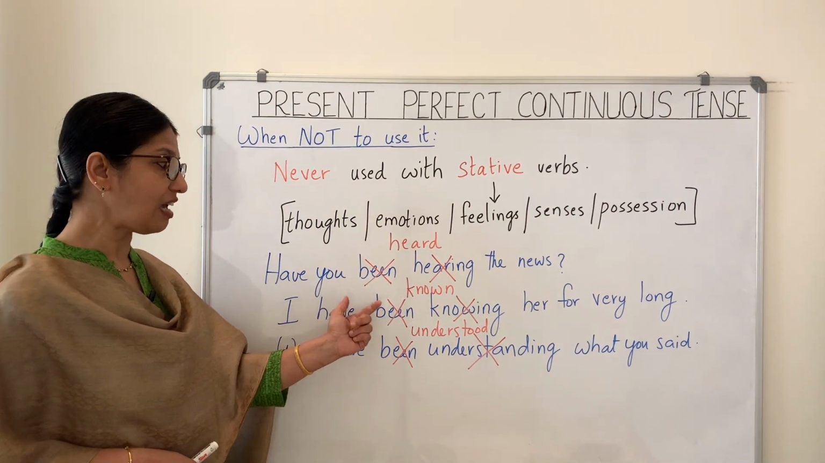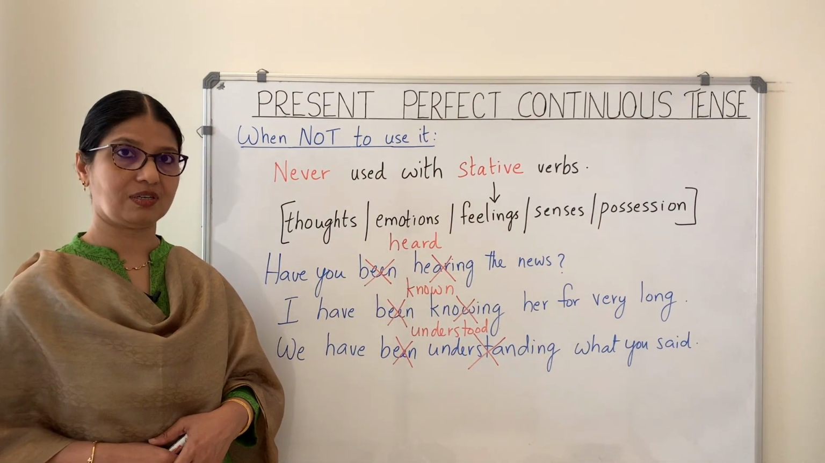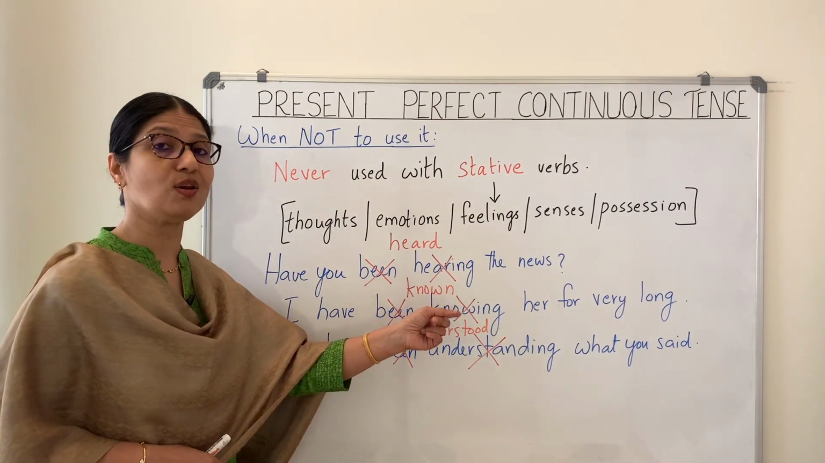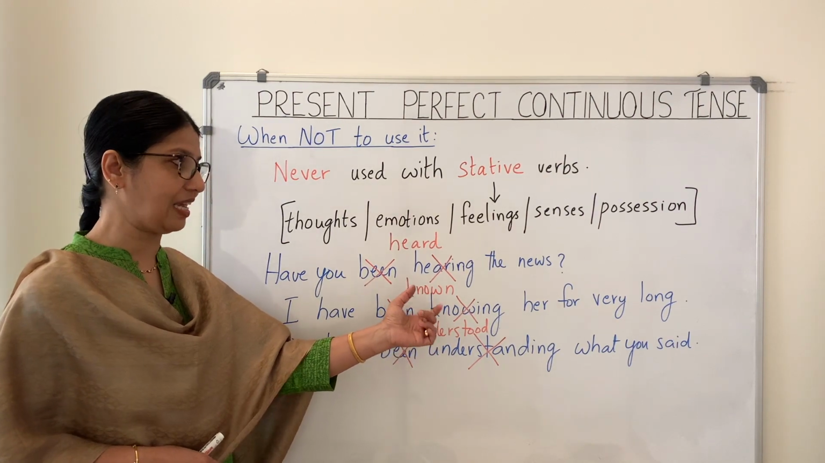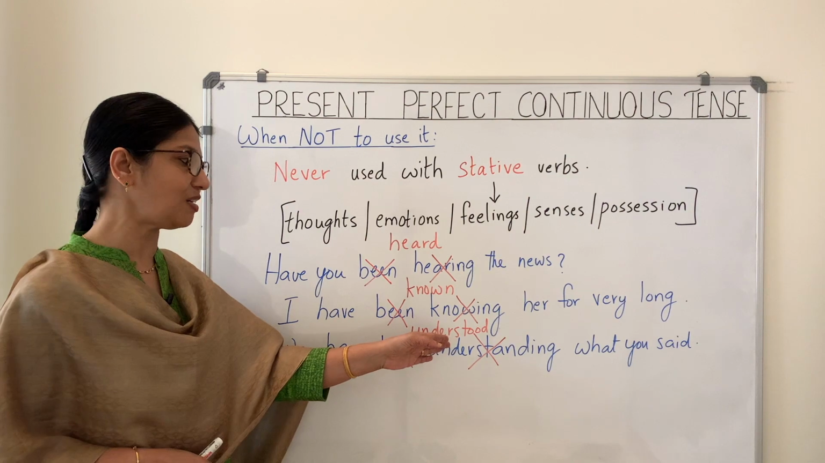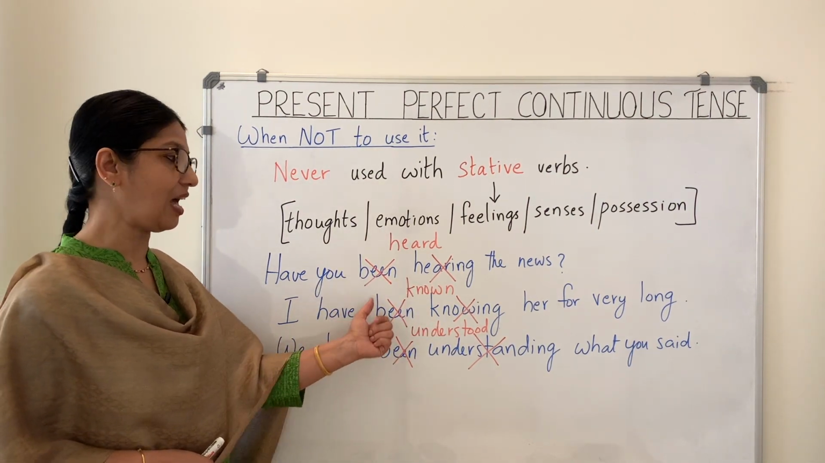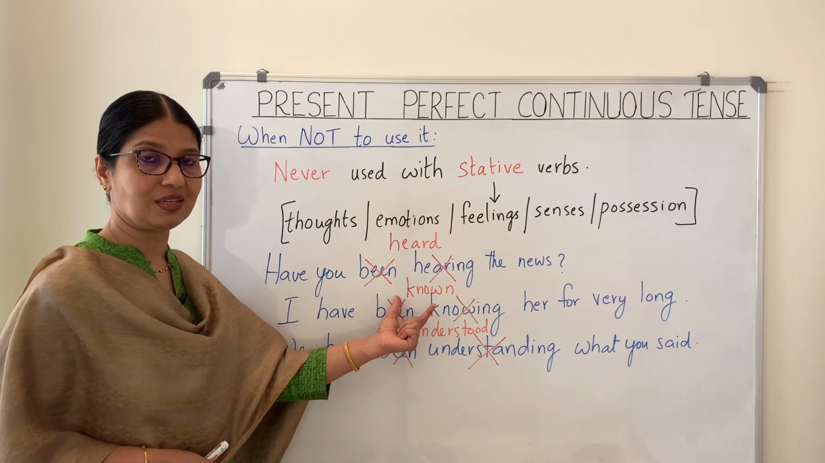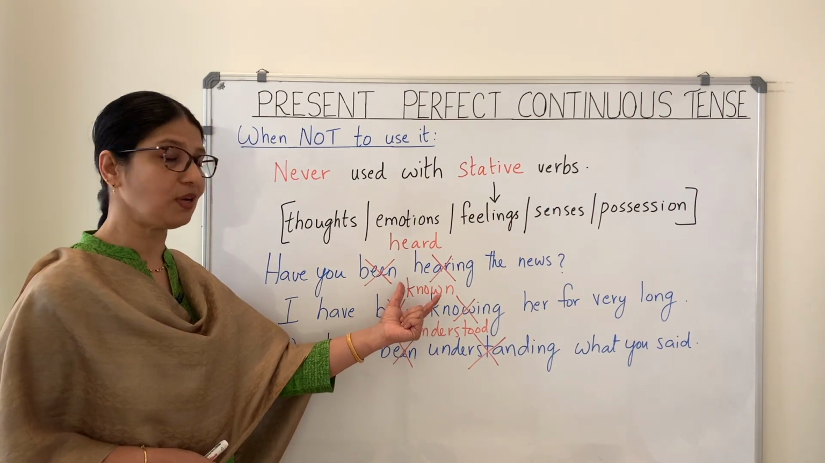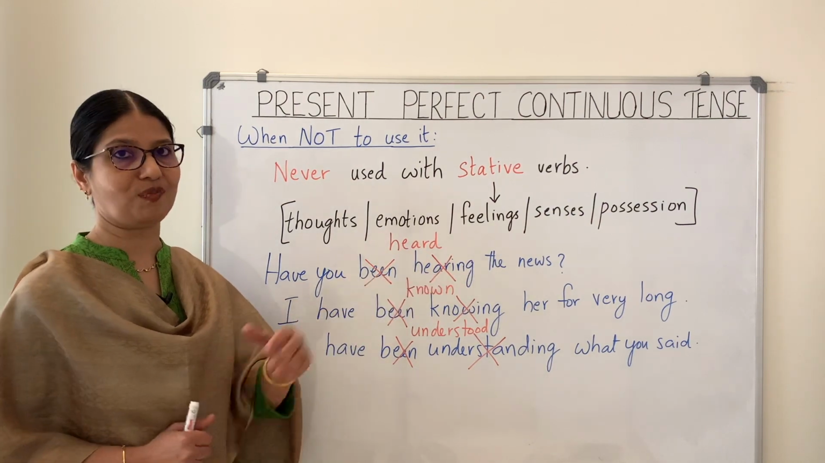Again, I have been knowing her for very long. I have been knowing her. Know is again a stative verb. So we cannot use a continuous form. Instead, we use the present perfect simple. So that is, I have known. The past participle of know is known, and that's enough. I have known her for very long.